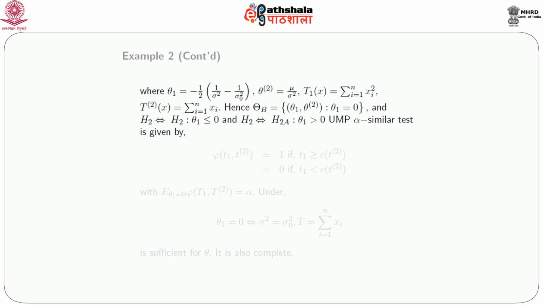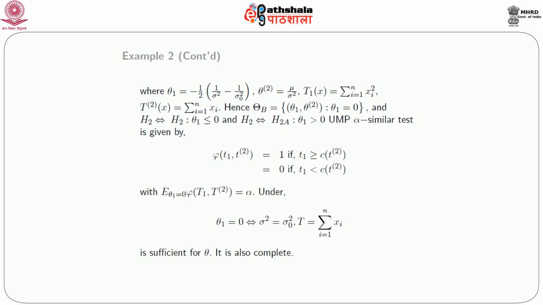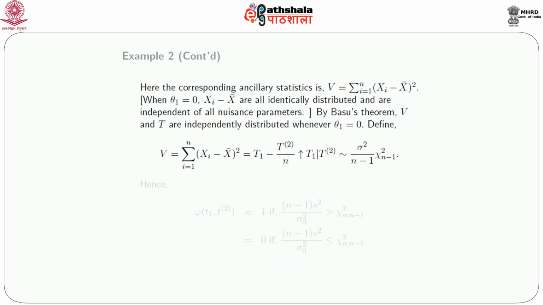The UMP alpha similar test is given by psi(t1, t2) equal to 1 if t1 is greater than some c, which is a function of t2, equal to 0 if t1 is less than c, with expectation under theta 1 equal to 0 of phi(t1, t2) equal to alpha, that is, sigma square equal to sigma naught square, and T equal to summation xi is sufficient for theta. It is also complete. Here the corresponding ancillary statistic is V equal to summation (xi minus x bar) square.